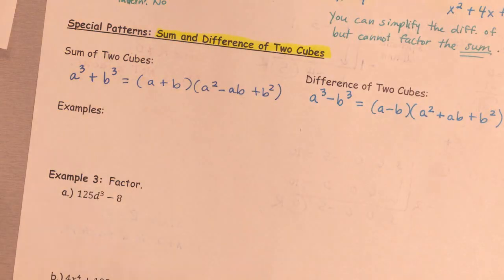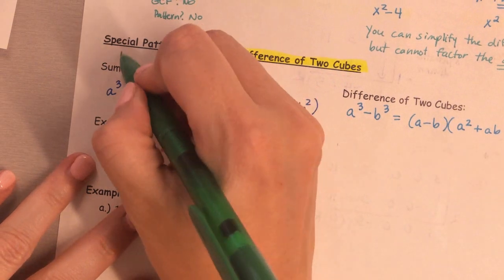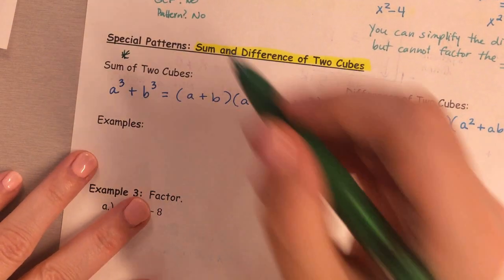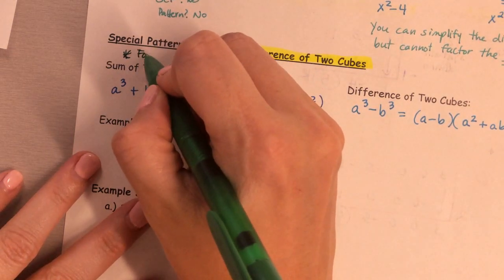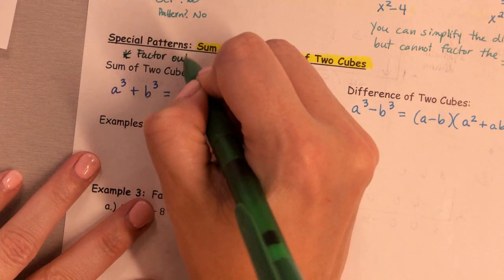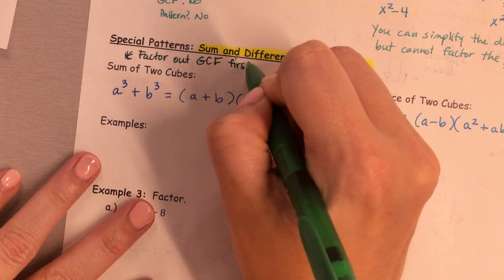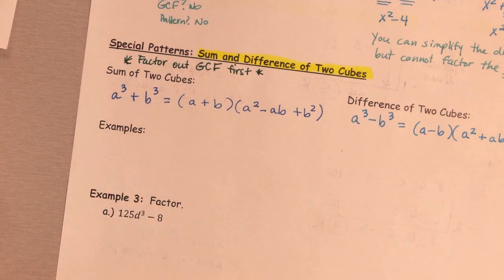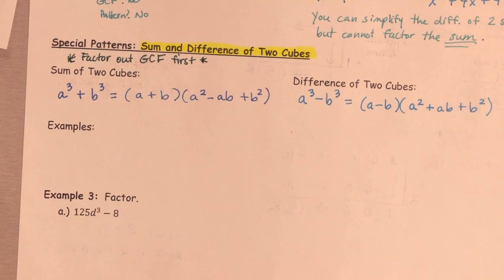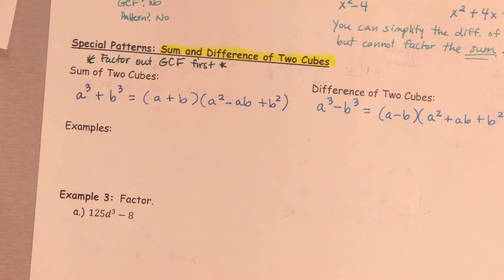So the first thing is that we are still taking out that GCF first. Okay? So factor out the greatest common factor first. Okay, that will do nothing except for help you and make your life a little bit easier because you'll be working with smaller values. Okay?